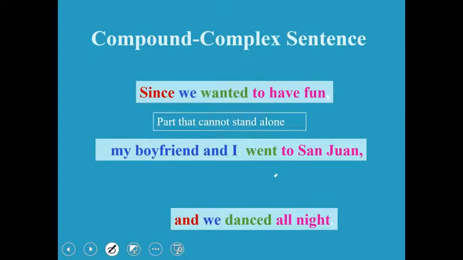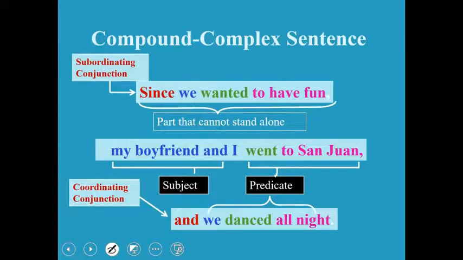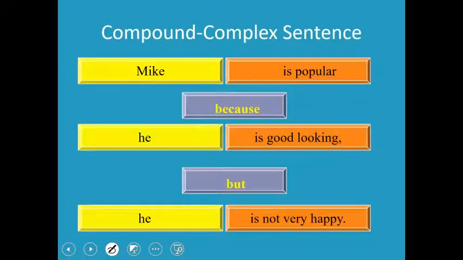So we have a part that cannot stand alone, "since we went to have fun." We have an independent clause here, and we have a coordinating conjunction. So that is the compound-complex sentence. Let's see what type of coordinating conjunction we can put.